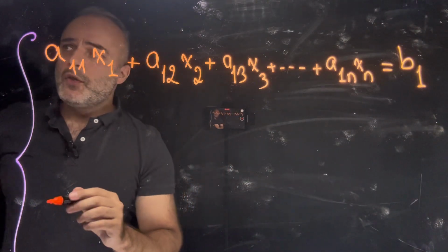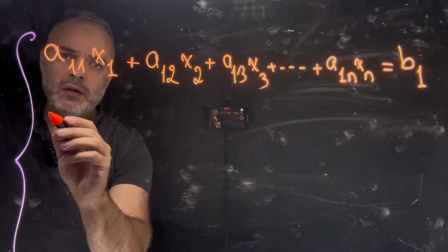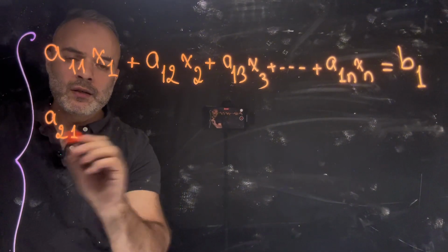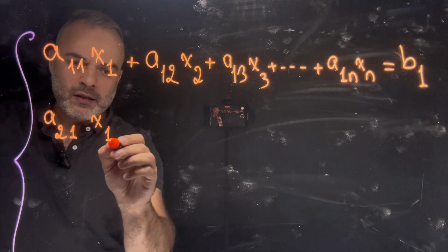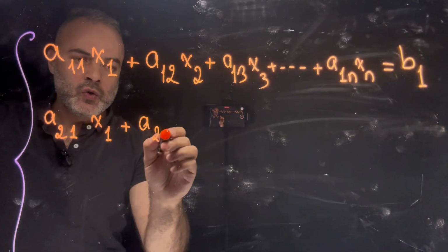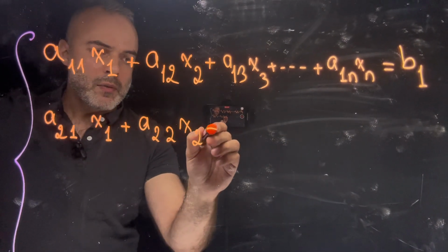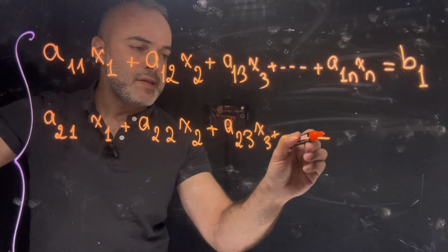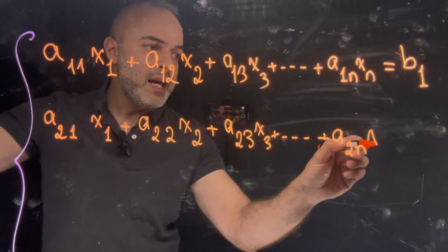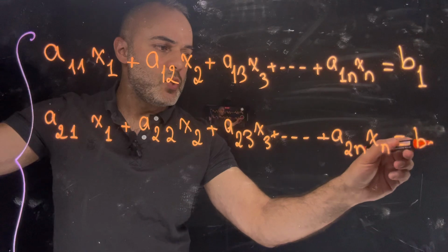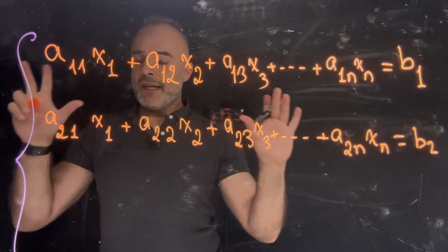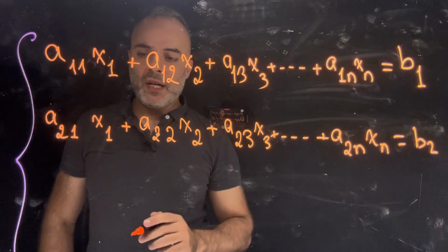What about equation number 2? So now I'm going to start with 2. a21 x1 again, plus a22 x2, plus a23 x3, plus etc., plus a2n xn equals b2. That's the second equation. So I said that we're going to have m equations, right?